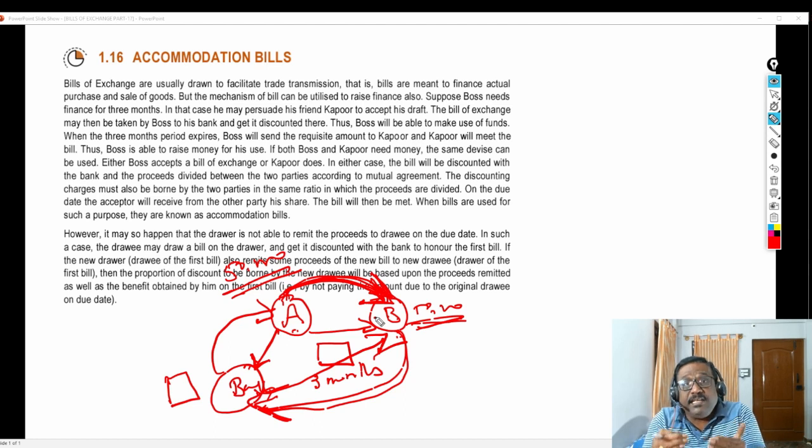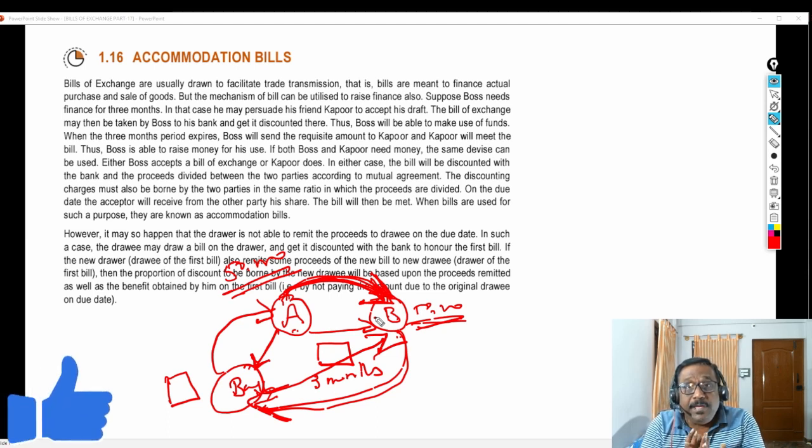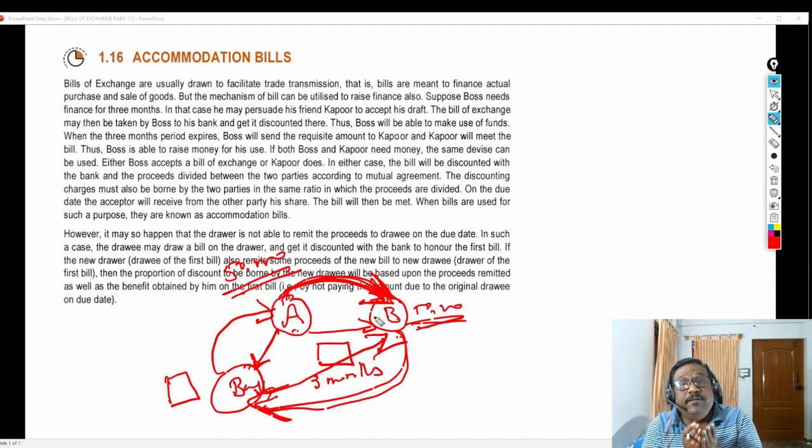So he is accommodating A by accepting a bill, so that A can go to the bank and discount the bill. So what is this? B is accommodating A to fulfill his immediate cash crunch, to fulfill his requirement. What is his requirement? He needs 50,000 rupees. He doesn't have money. So B is accommodating that facility to A. That is the reason this bill is called accommodation bill.